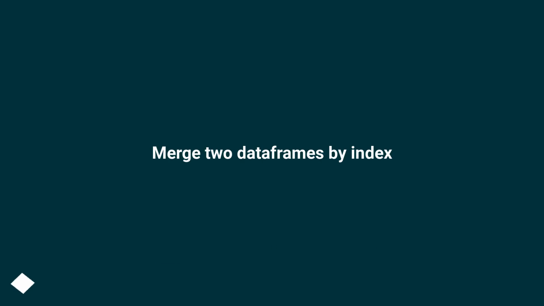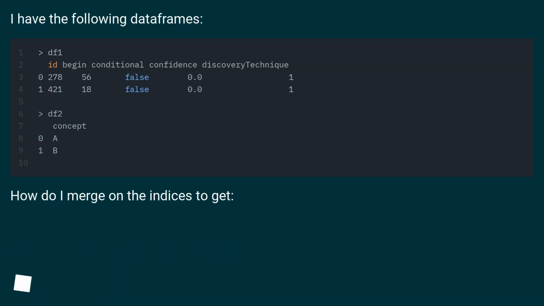Merge two data frames by index. I have the following data frames. How do I merge on the indices to get?